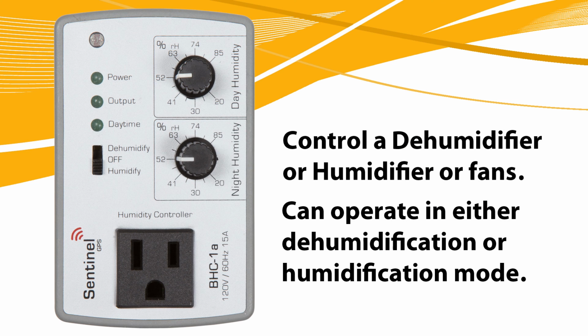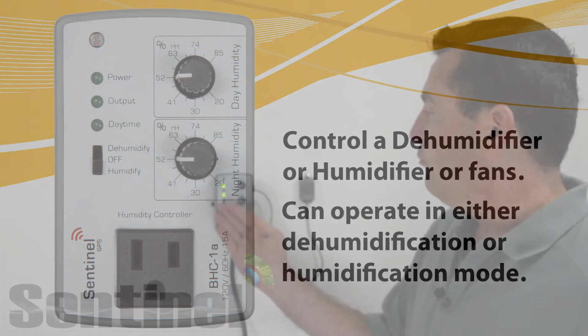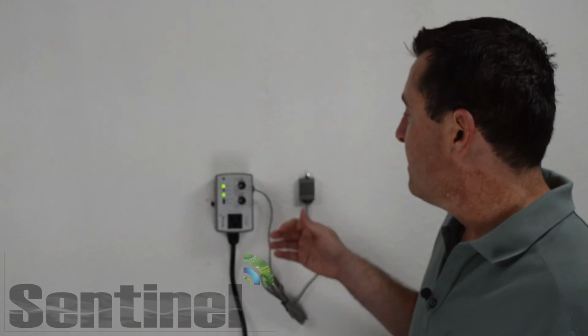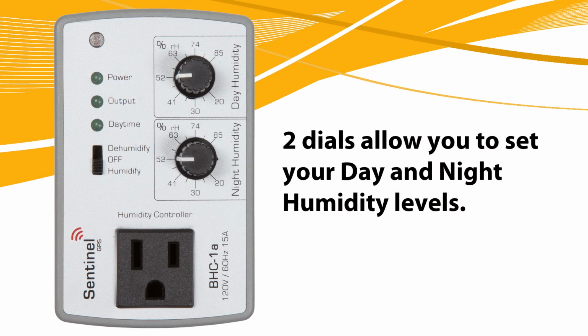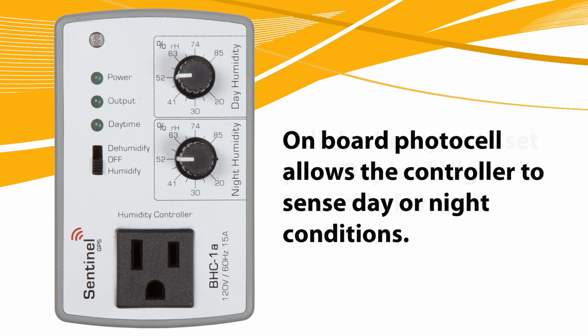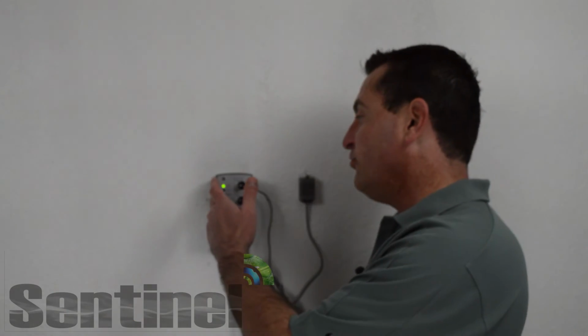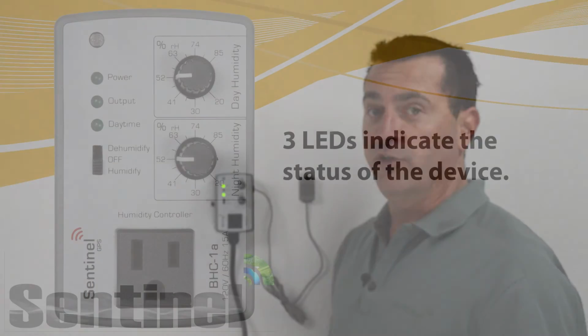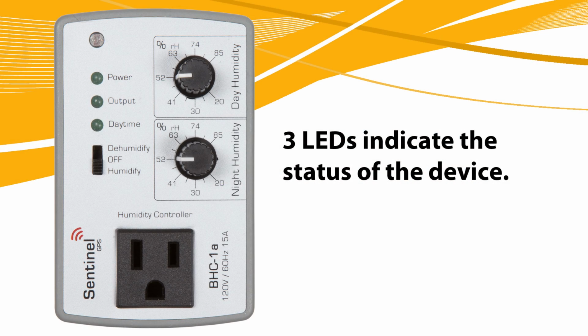The BHC-1a can operate in a dehumidification mode or a humidification mode simply by changing the easy-to-read and operate front-mounted button. Two front-mounted dials allow you to set your day humidity and night humidity modes. A photocell allows the controller to tell the difference between daytime and nighttime operation. Three LEDs allow you to know if the main power is activated, if your front-mounted receptacle is energized, and whether your photocell is sensing that it's daytime or nighttime.